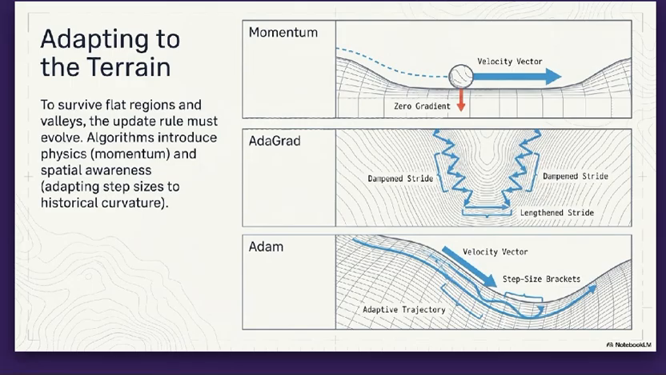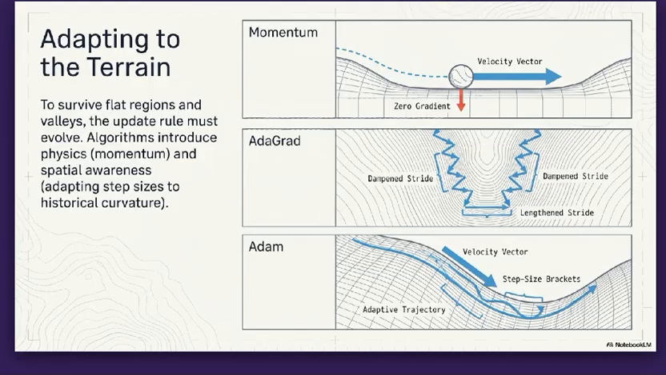By dampening the steep oscillations and accelerating the shallow progress, RMSprop effectively turns the narrow, steep ravine into a nice symmetrical circular bowl where the algorithm can just walk straight down the middle. We fight geometry with geometry. I love that. Yeah. So momentum solves the flat regions by adding velocity. RMSprop solves the ravines by stretching and squashing the learning rates.